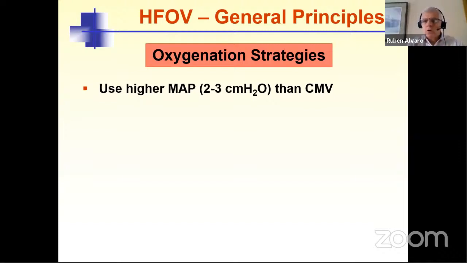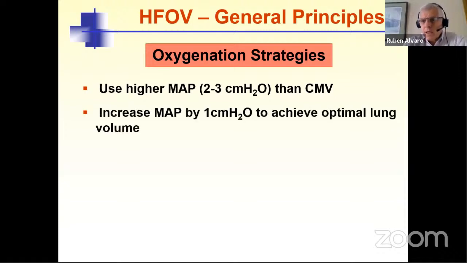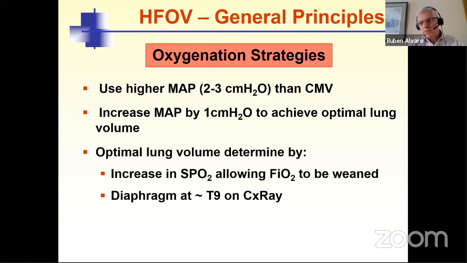So when you switch a baby from conventional to the oscillator, you need to use slightly higher mean airway pressure, about 2 to 3 centimeters of water. Second, to determine the optimal and ideal mean airway pressure on the oscillator, you need to increase the pressure by 1 slowly until you achieve optimal lung volume. Now, the question is, how do you know when you are getting to the optimal lung volume? For that, you look at a few parameters.